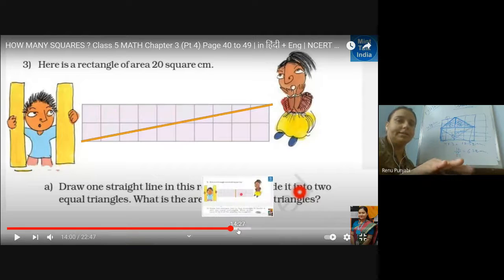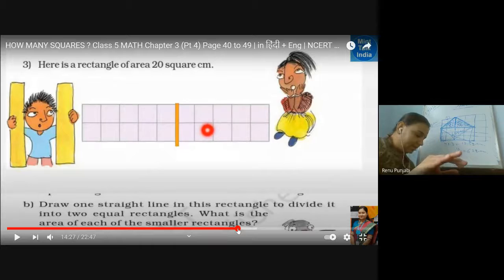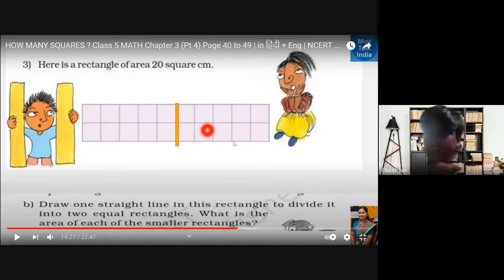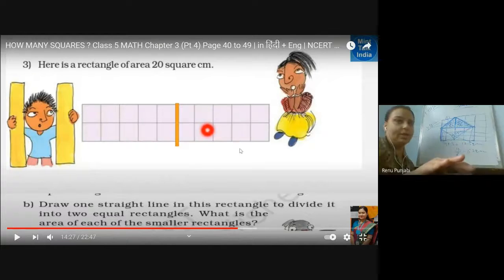Half of 20. Now, they are saying draw one straight line in this rectangle to divide it into two equal rectangles. Now draw one straight line to make the rectangles. What is the area of each of the smaller triangles? 10 square centimeter.